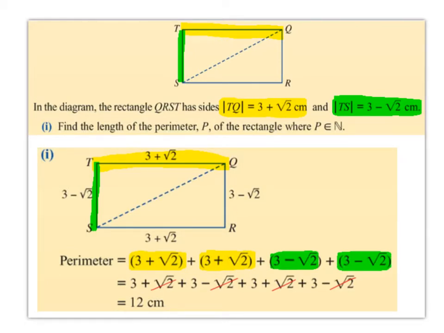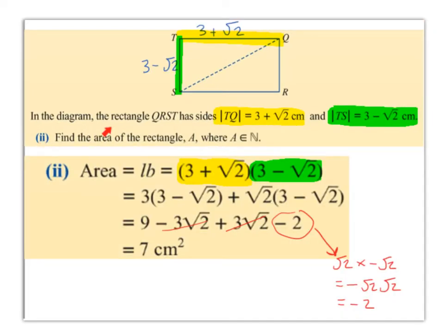So then you can just basically forget about all the brackets because you're not multiplying anything into the brackets, so you just bring everything down. So then positive root 2 and minus root 2 will cancel, and positive root 2 and minus root 2 will cancel as well. So we end up with 3 plus 3 plus 3 plus 3, which is 12 centimetres. So the perimeter is 12 centimetres.